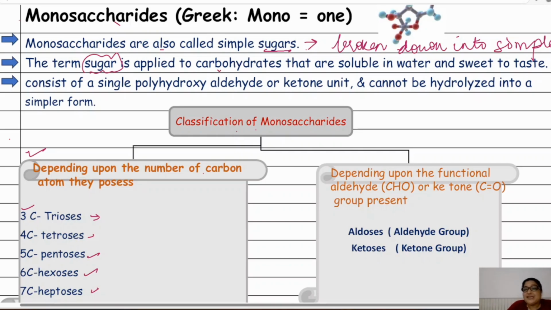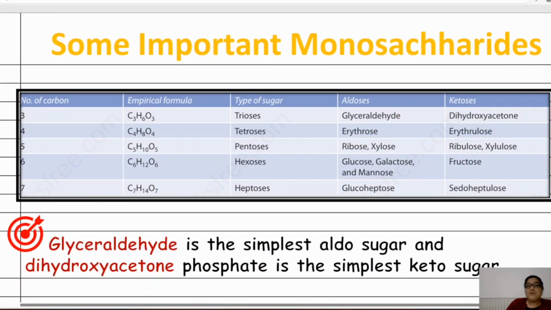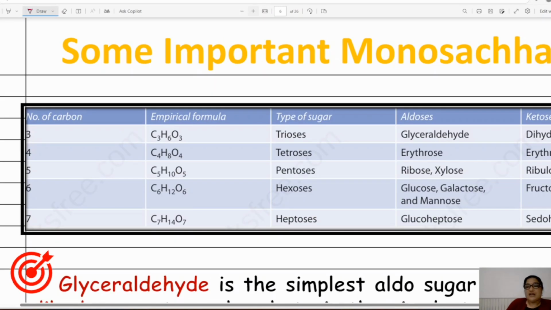Secondly, we can also classify carbohydrates based on the functional group present in the carbohydrate subunit. If the aldehyde group is present, the monosaccharides are termed aldoses. And if the keto group is present, they are termed ketoses. So let us move on to the important monosaccharides. Here the chart goes.